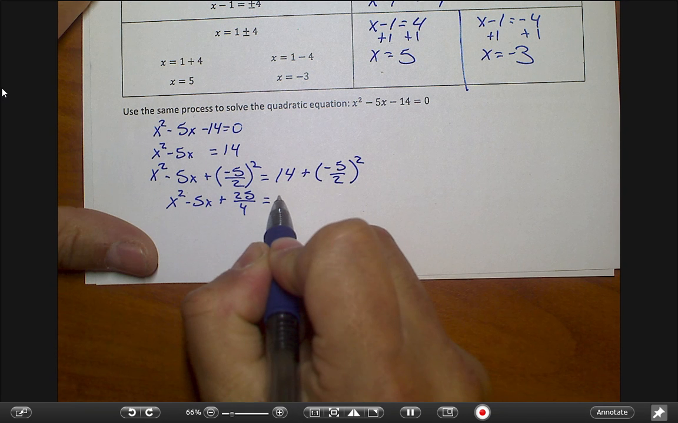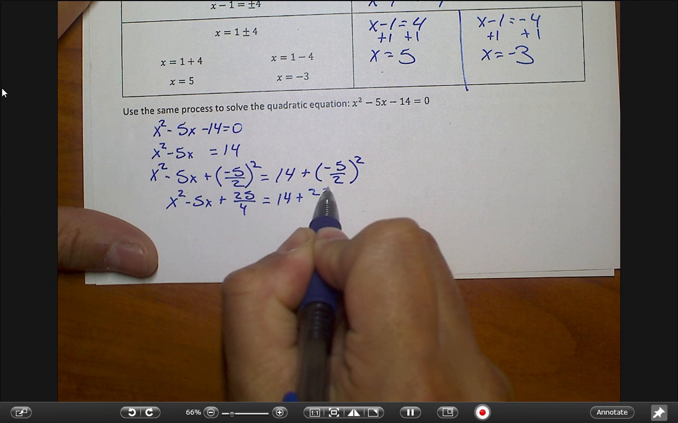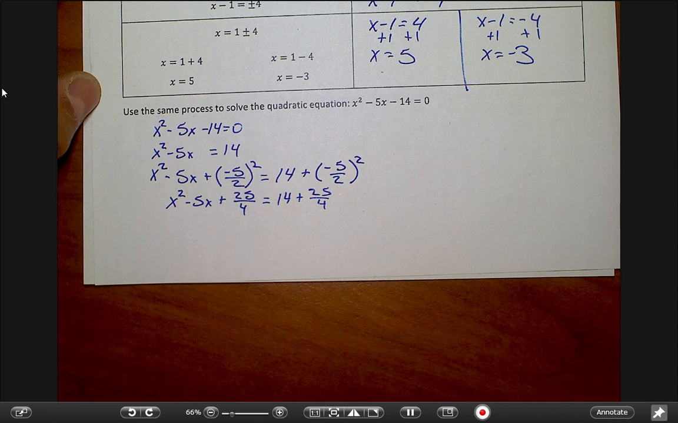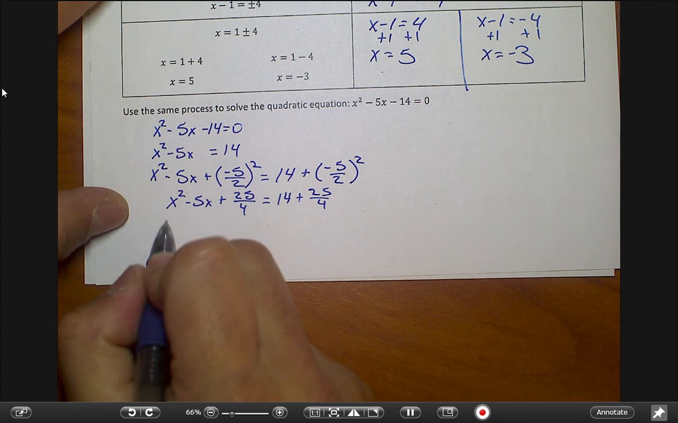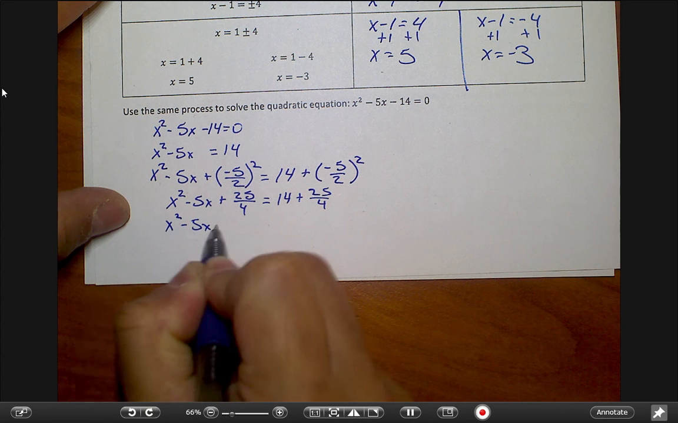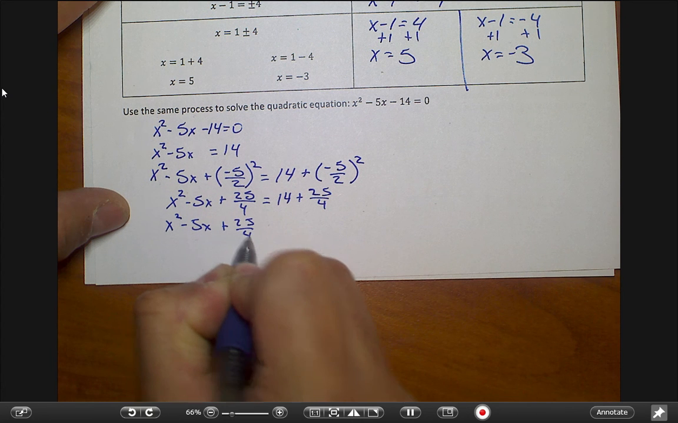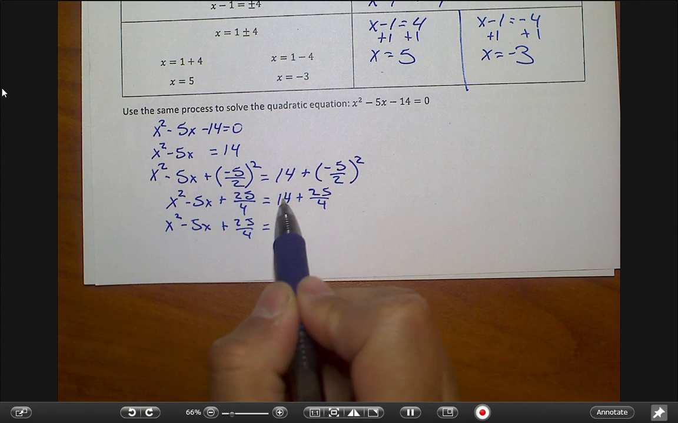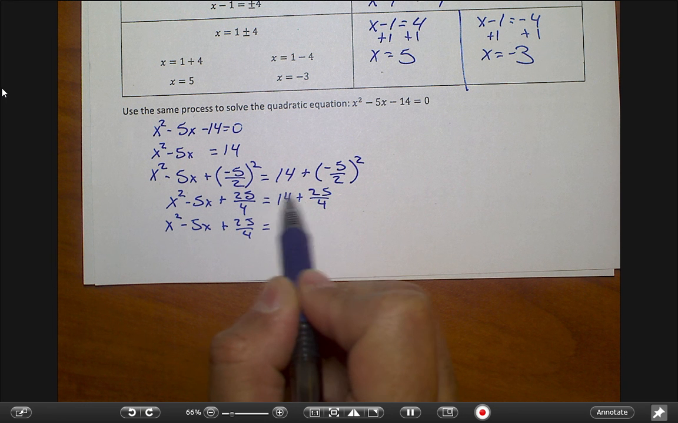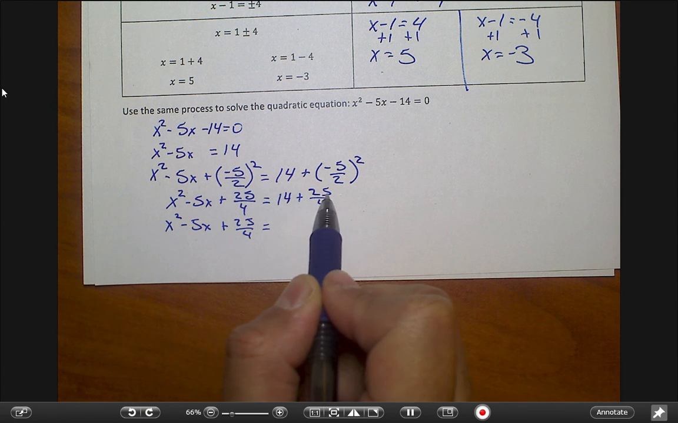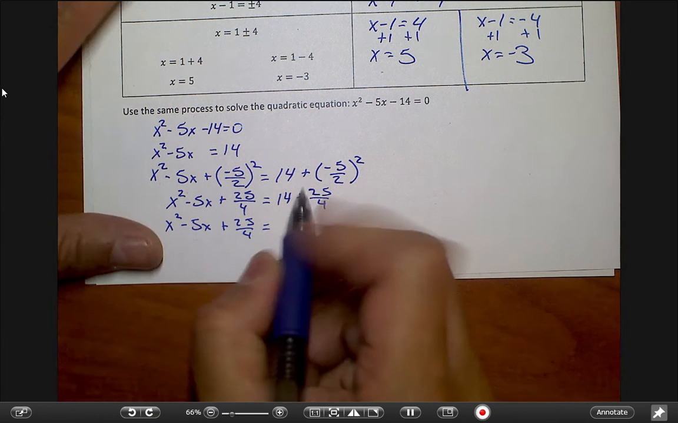All right, so 14 plus 25 over 4. Combine these together, right? x squared minus 5x plus 25 over 4 equals. Now, to combine those together, the common denominator is going to be 4. So that's going to be 56, 81? Yeah. Okay, so it's 81 over 4.